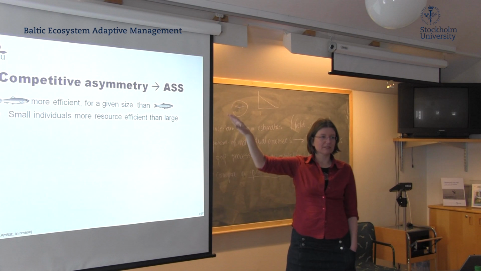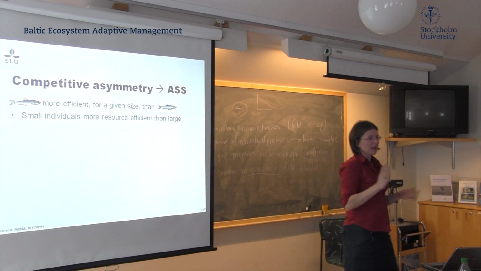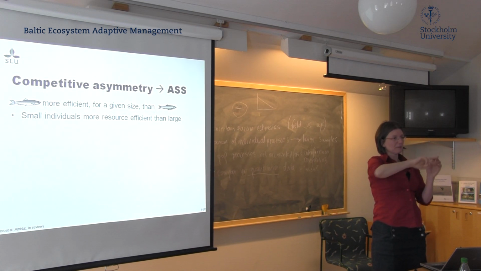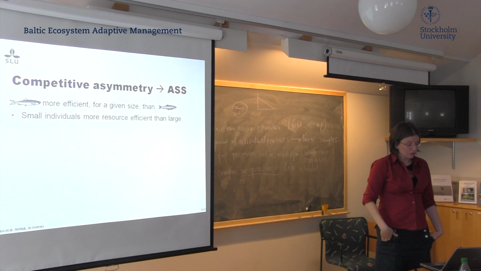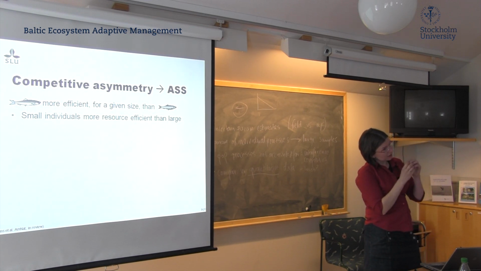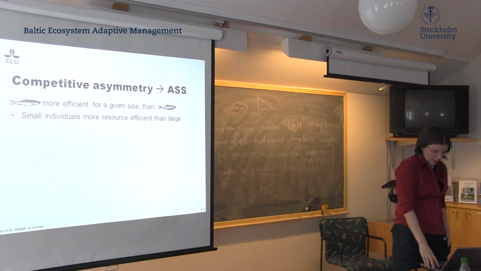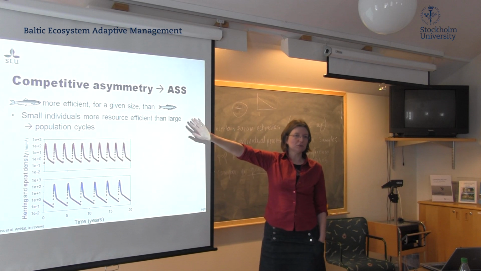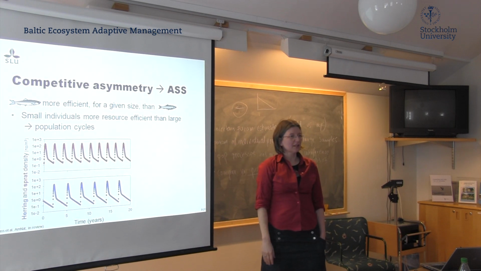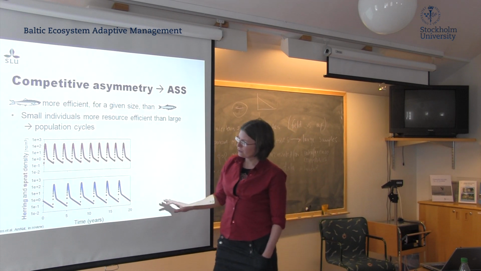And I'll go through the reason why we see these alternative stable states in this system. And it all has to do with this competitive asymmetry. That herring is more efficient than spread when at the same size. You remember the slide I showed you, at the same size. And also the fact that within a population, small individuals are more resource efficient than large ones. And what that results in, that small individuals are more resource efficient than large ones, is that you get cycles in your population. So I'll walk you through this as well.